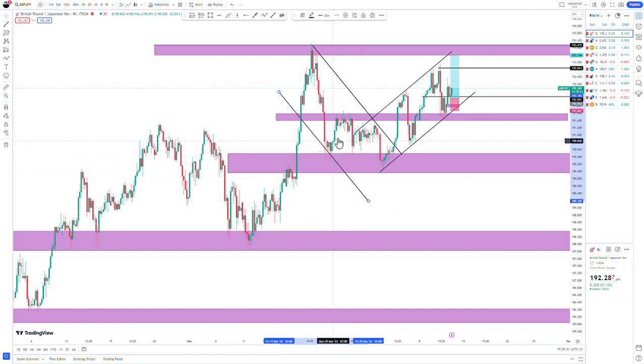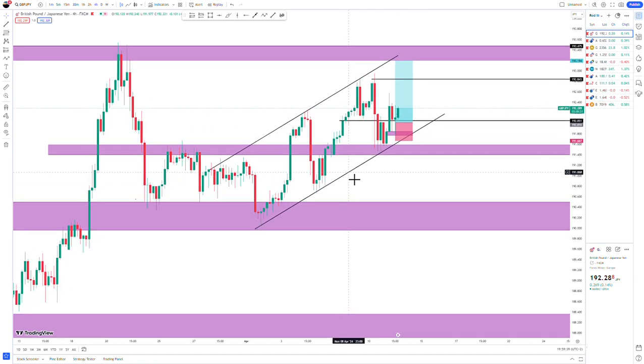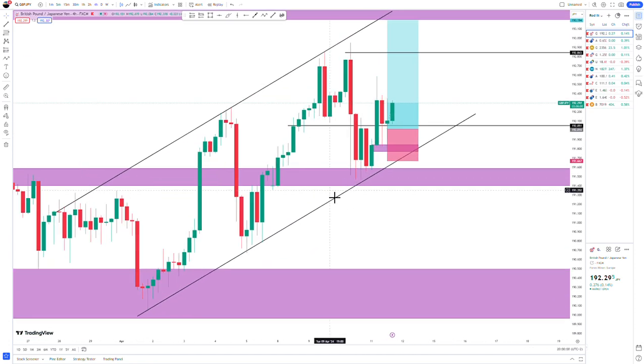As you guys can see, we broke structure. Look at this level right here. After breaking this structural level, we came to this level, which we rejected, and then we went up, broke this level, and came back to retest it, which we retested and then rejected. Also at a confluence area, I call this an area of confluence. As you can see, we have two supports at the same price area.